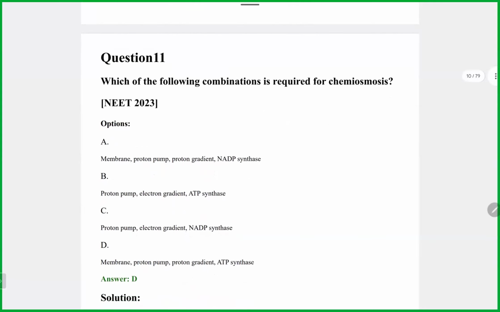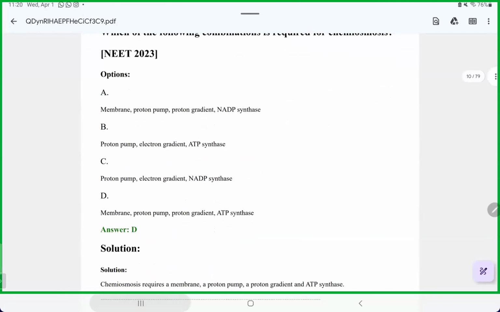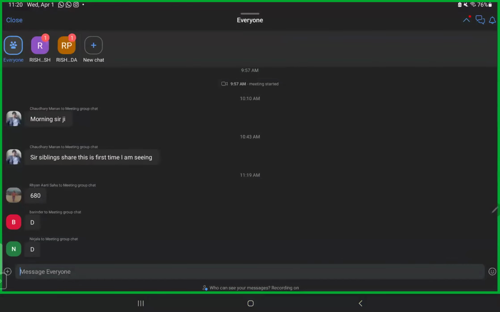So for chemiosmosis, we need a membrane, the thylakoid membrane, proton pump, proton gradient, and ATP synthase. How many of you answered this question?